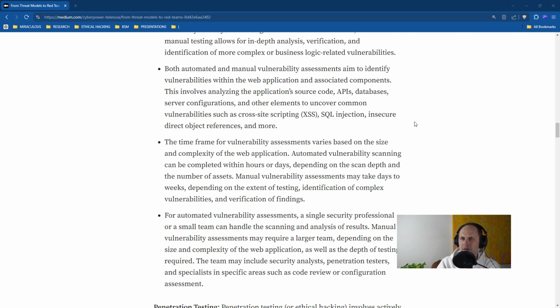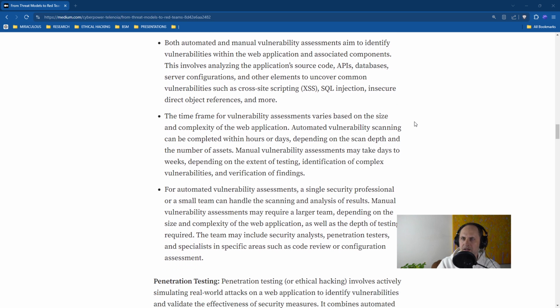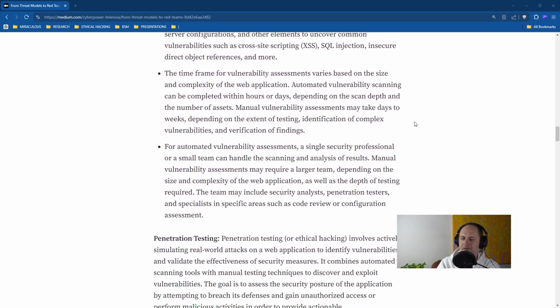The time frame for vulnerability assessments varies based on the size and complexity of the web application. Automated scans can be completed within hours or days, depending on the scan depth and number of assets. Manual vulnerability assessments may take days to weeks, and this depends on the extent of the testing, identification of complex vulns, and verification of findings.